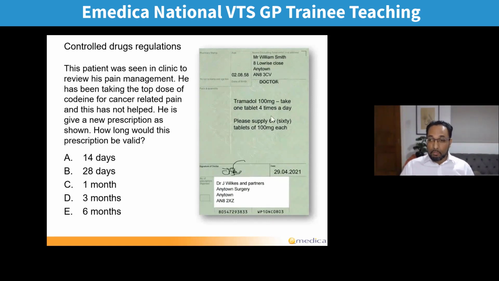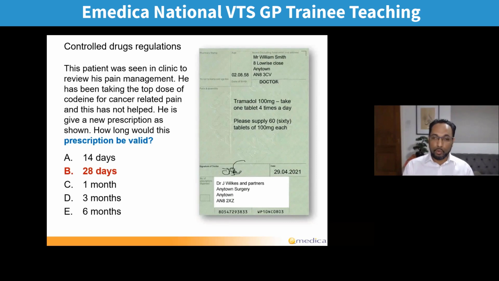And so they're going to be given 60 tablets of this. So how long is the prescription valid for? The correct answer is B, 28 days. Now, something really important here. Doing well in the AKT is a mixture of primarily having the knowledge, having put the hours in, covered the material, covered the curriculum, done the work.